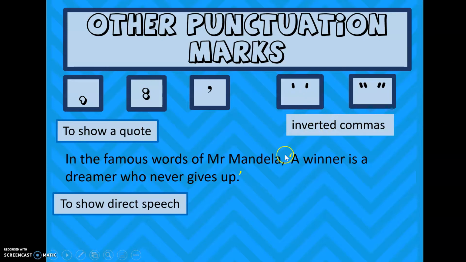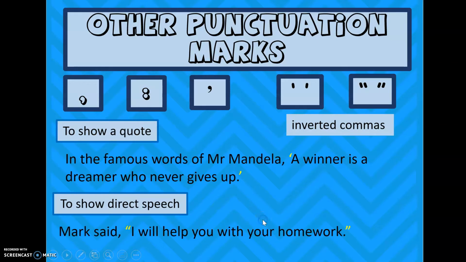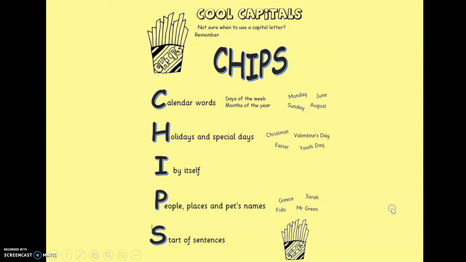Inverted commas, those are single inverted commas. The double inverted commas here are used for direct speech. We haven't taught you the rules of direct speech yet, but you will see it a lot in our book. Mark said, then we put the inverted commas around the exact words that he spoke. "I will help you with your homework." That's exactly what he said. So they get put in double inverted commas.